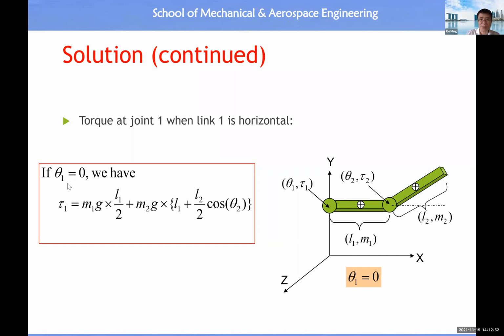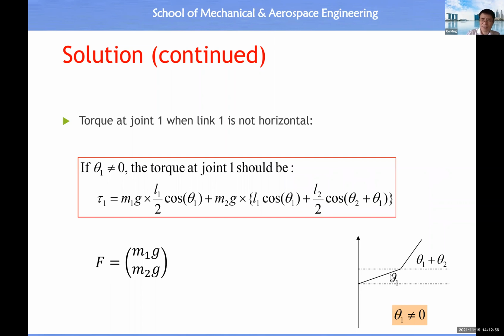This is for the case when theta 1 equals 0. Then what happens if theta 1 is not equal to 0? Then the orientation of link 2 is equal to theta 1 plus theta 2. Therefore, the moment arm of M2G will be equal to link 1 times cosine theta 1, plus half of link 2 times cosine of (theta 1 plus theta 2). All right, so you have this moment arm.